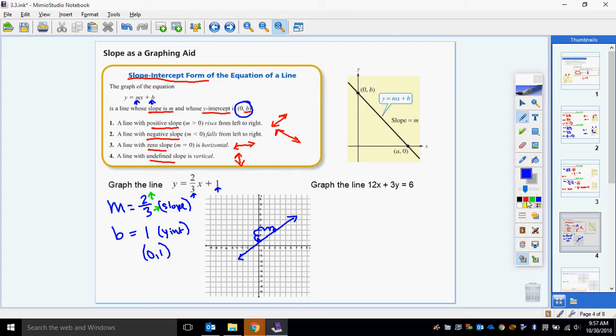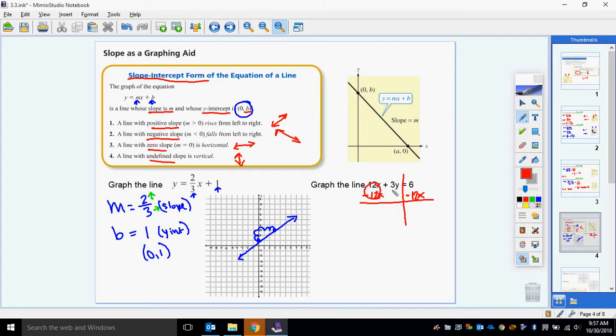What happens though when it's not in this form? It's not y equals a number times x plus b, right? Y isn't by itself, so I need to get it by itself. I need to move this positive 12x away, so I'm going to subtract it on both sides of the equal sign.